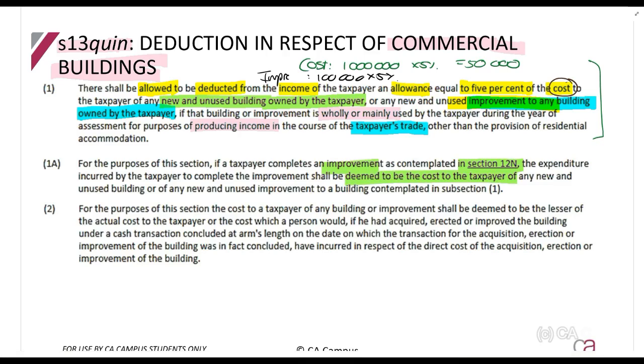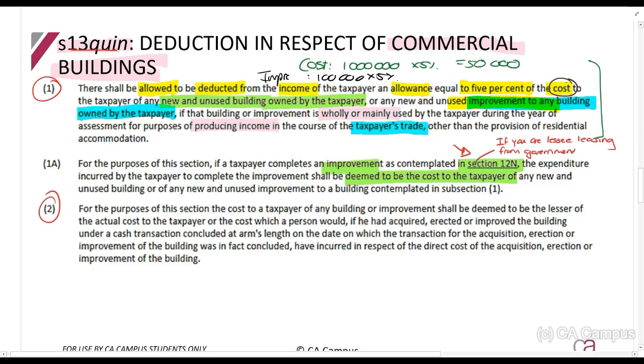Now again, this is if you are the lessee. If you're leasing from the government. Don't worry about that now, guys. That is the principle that applies in all situations in section 12N. So what I'm trying to say to you is it's not special to section 13quin. So for now, I want you to focus on the special sections.